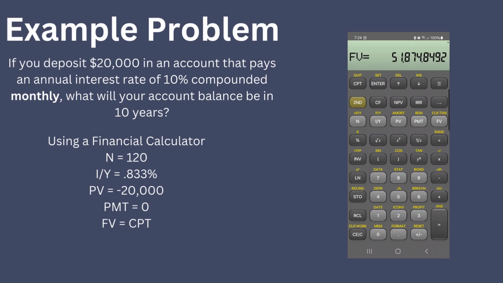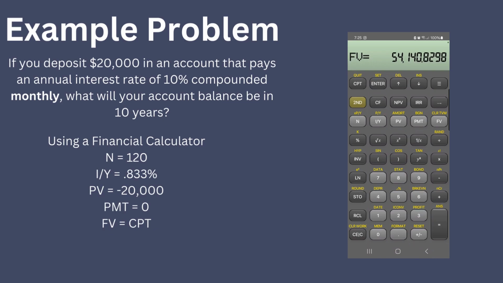How we convert this to monthly is simple. Instead of putting 10 in for N, we multiply 10 by 12. That gives us the number of months, which is 120, and that is our N. Instead of putting in 10 for IY, we do 10 divided by 12, 0.8333, and that is our IY. Our present value is still going to be negative 20,000. 0 is our payment, and then we compute future value.